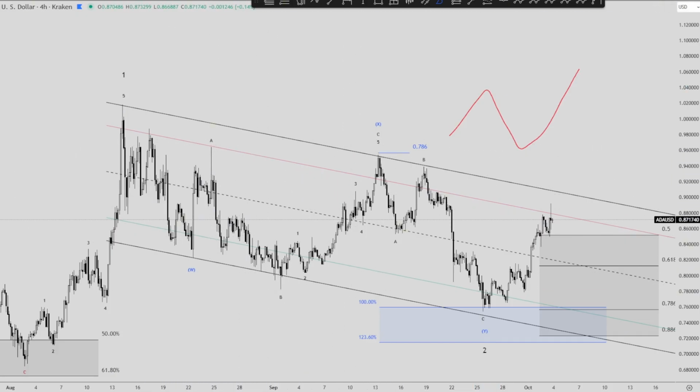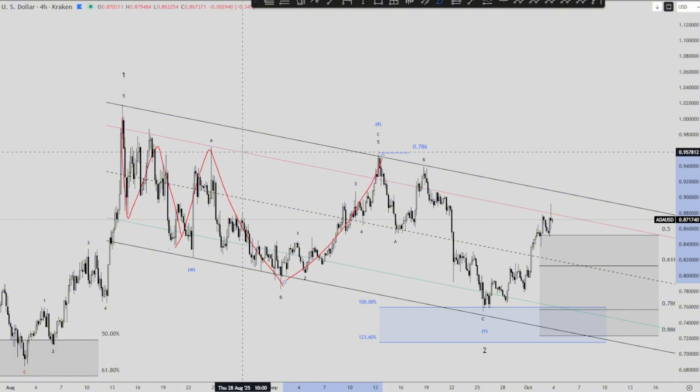Okay, let's dissect the structure. So you have a first structure here to the downside, which should be an A, B, C into W. You then have your flat or ABC into A, depends on where you set the W, right? It doesn't matter in the end. You have to move up into A, B, whatever correction in B, and then you have your impulse into C, which creates a new high, at least per candle close.